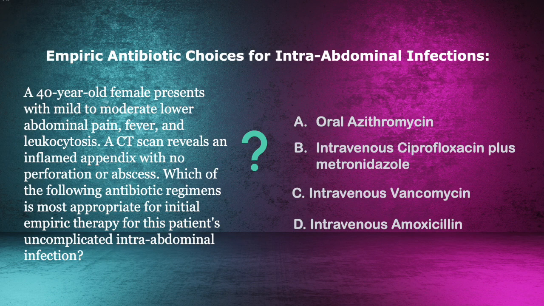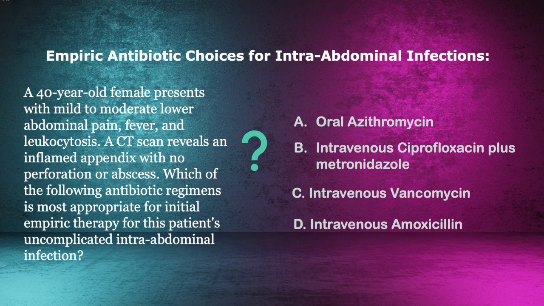Okay, next one. A 40-year-old female presents with mild to moderate lower abdominal pain, fever, and leukocytosis. A CT scan reveals an inflamed appendix with no perforation or abscess. Which of the following antibiotic regimens is the most appropriate for initial empiric therapy for this patient's uncomplicated intra-abdominal infection?